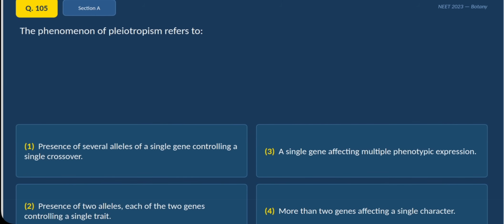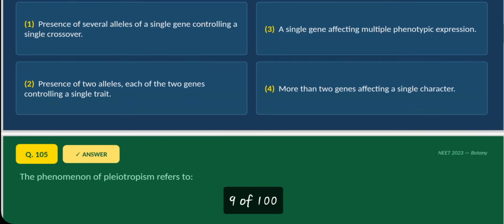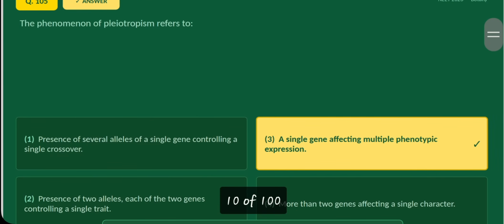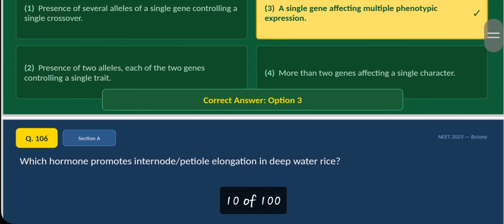Remaining are all wrong. Second one, presence of two alleles, each of the two genes controlling a single trait, that is also wrong. More than two genes affecting a single character, that is also wrong. So the third one, a single gene affecting multiple phenotypic expression, that is the external appearance, is the correct answer.